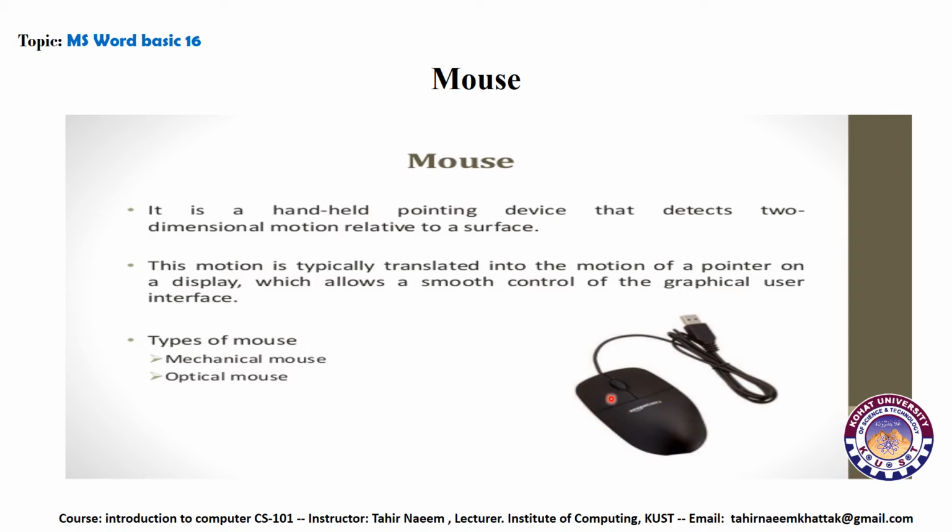As you can see, there are two keys. Here is the left key, while this is the right key, and this is used for scrolling. This wire is connected to the system, either a laptop or a desktop. And here we can click the left or right mouse button, and it performs its intended function.